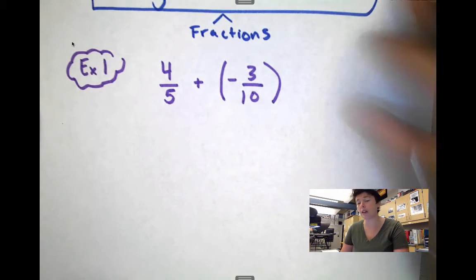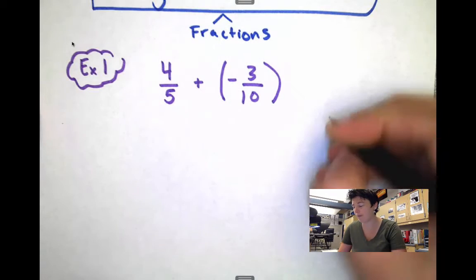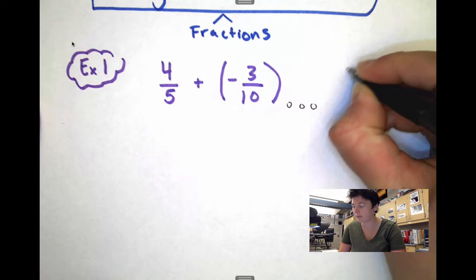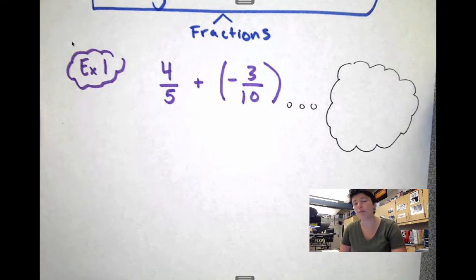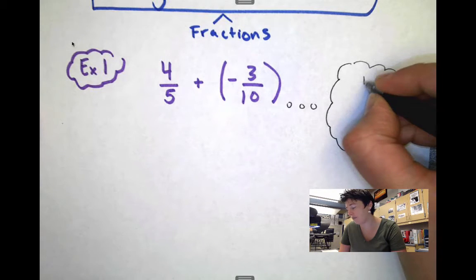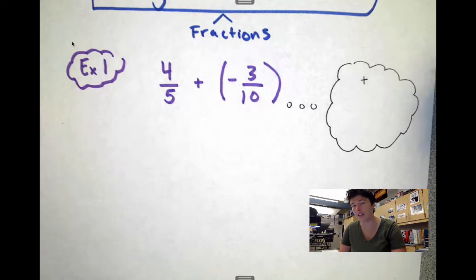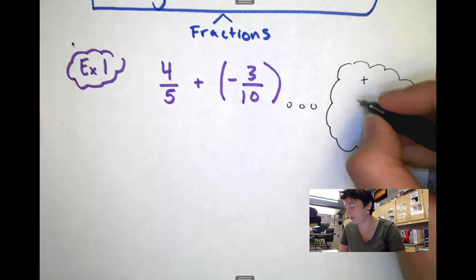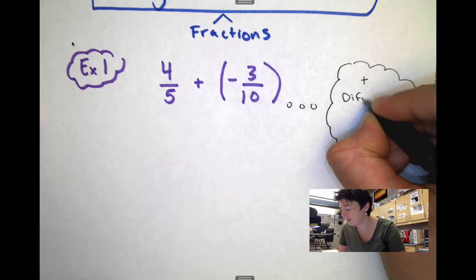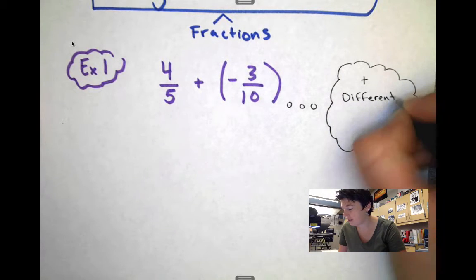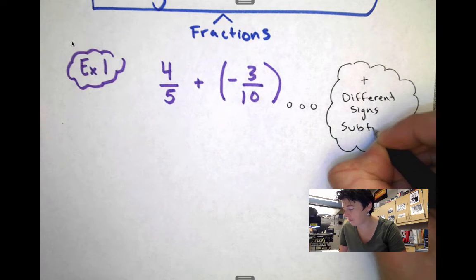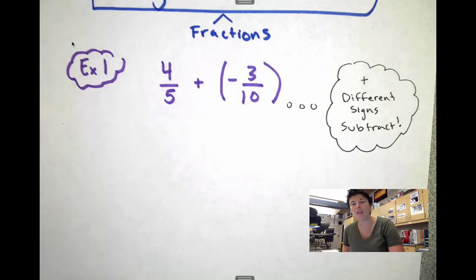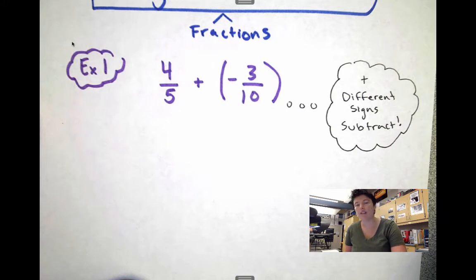A couple of things. First off, I see a positive and a negative number. So in my mind, here's my thought bubble. I'm remembering my rules with integers. My rules with integers say that when I'm adding different signs, I have to actually subtract. This here is a subtraction problem. So 4/5 plus negative 3/10 is really 4/5 minus 3/10.